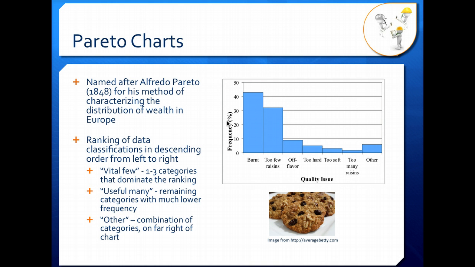As a brief overview and reminder of what Pareto charts are, they're named after Alfredo Pareto for his method of characterizing wealth distribution in Europe. And remember, we rank our data from order of most often occurred to least often occurred. So these here on the far left are our vital few. Those are the categories that really dominate the ranking, and that's where we're seeing most of our problems occur. Then we have the useful many off to the right. And finally, we have the other category, which is sort of a catch-all category that we're not sure where to put these other problems.